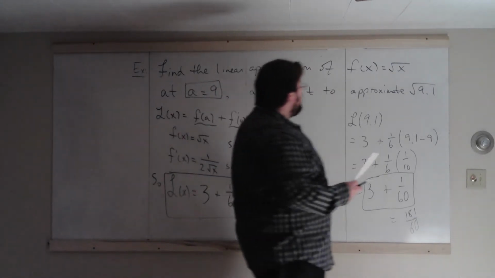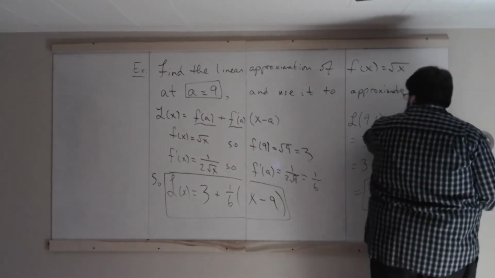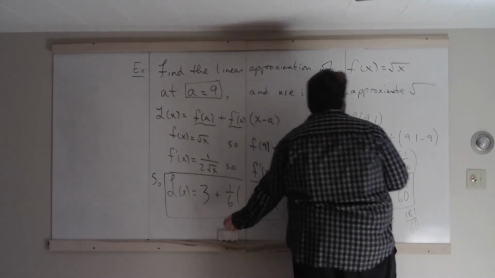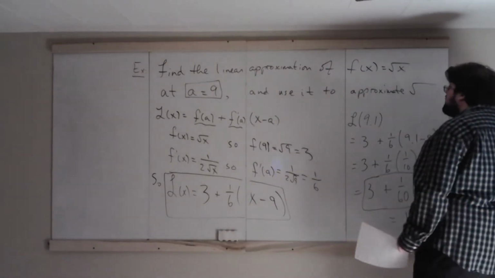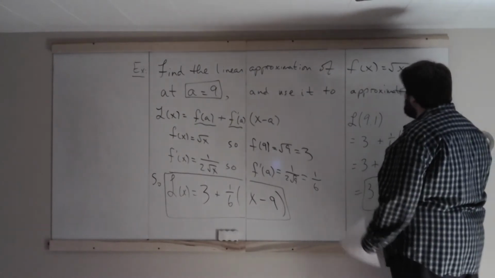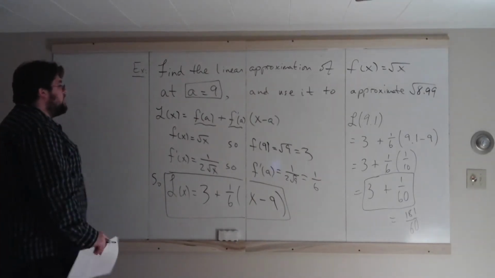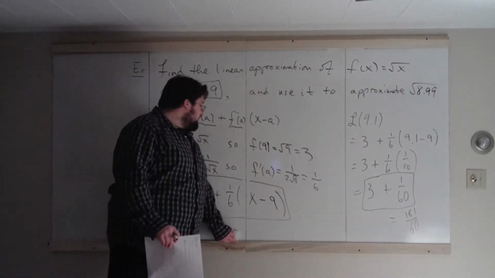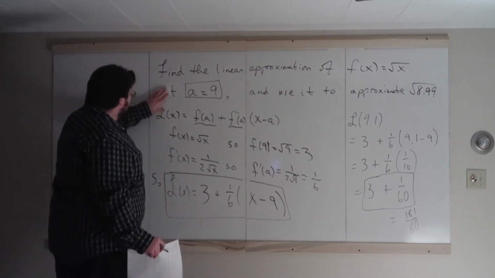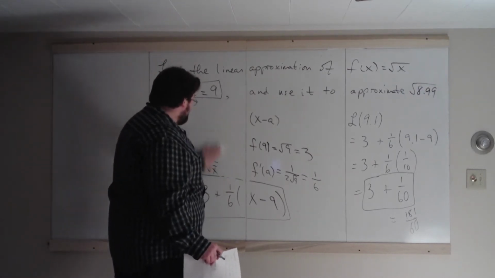Let's do a second example. Instead of approximating the square root of 9.1, let's approximate the square root of 8.99. We'll have the same directions, except we're going to approximate the square root of 8.99. So finding the linear approximation is the same. We would get this function. But now we're going to use that to approximate the square root of 8.99.